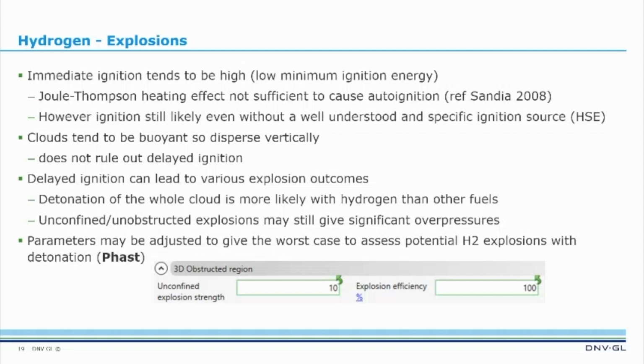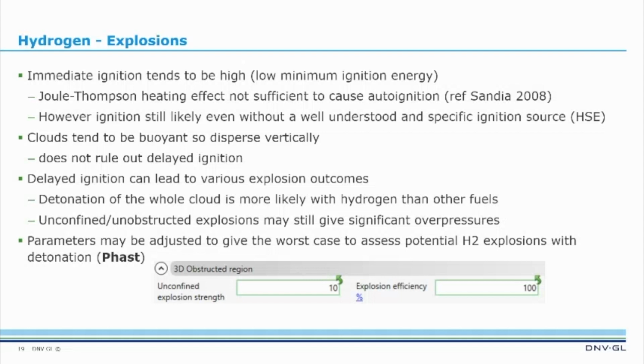Just moving on, we have the issue of explosions and how applicable Phast and Safeti are for explosions. And there is this issue that there's a very low minimum ignition energy. And there's also a physical phenomenon with hydrogen known as the Joule-Thomson effect, which can lead to some heating of the final state of the hydrogen. And yet that in itself is not enough to cause ignition.